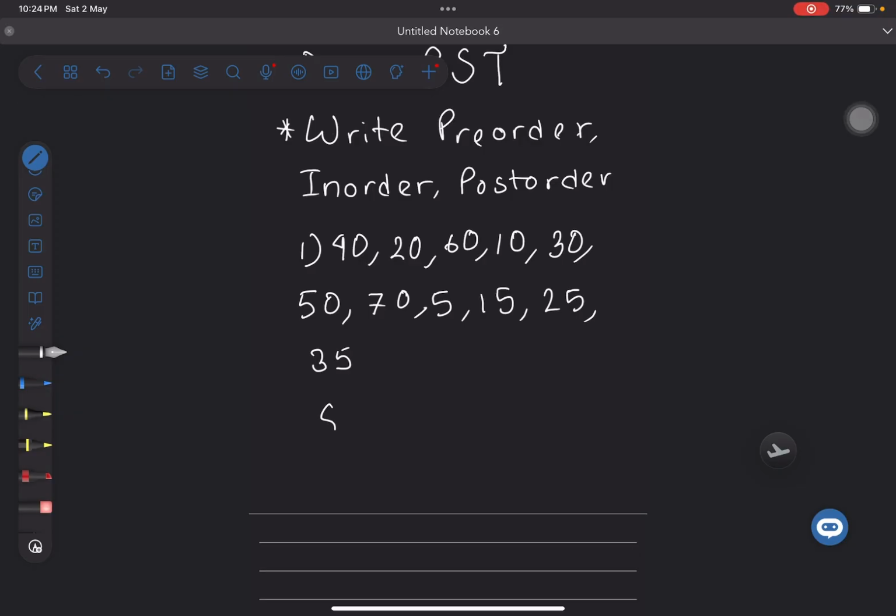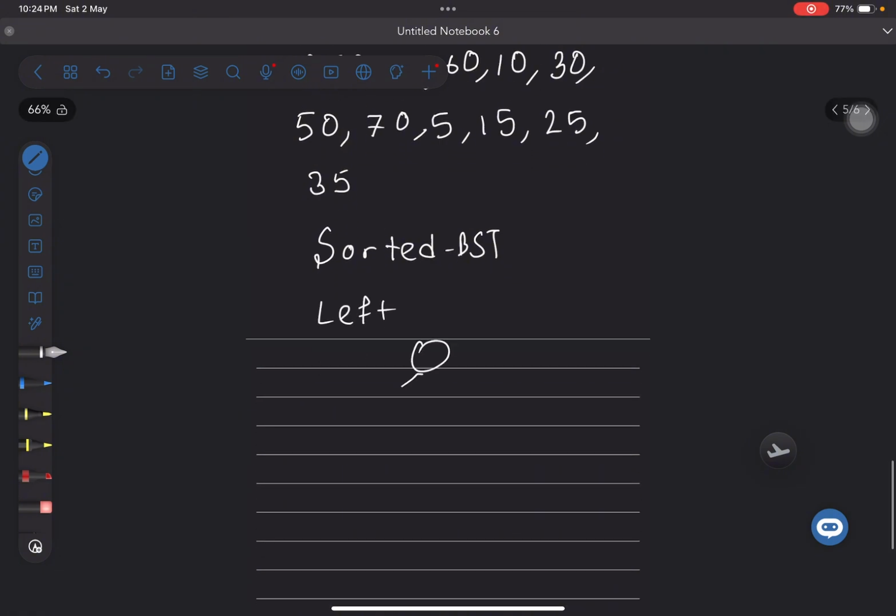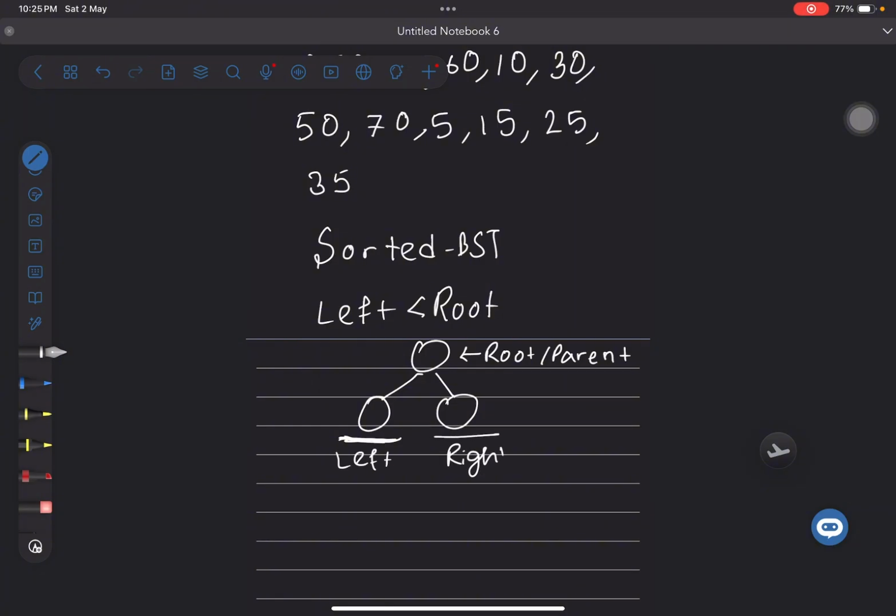First things first, it is always sorted. A BST is always sorted, which means that if this is a tree, the left child will always be smaller than the root or the parent. This is the root or the parent. I'll be calling it either the root or the parent. If this is the left child, then this is the right child of the parent.